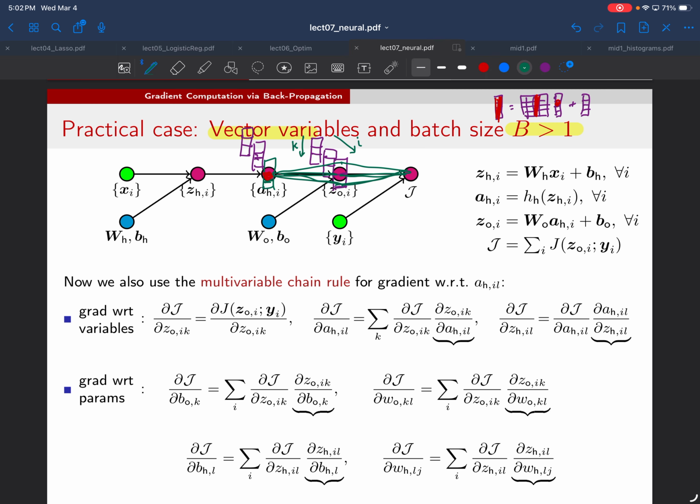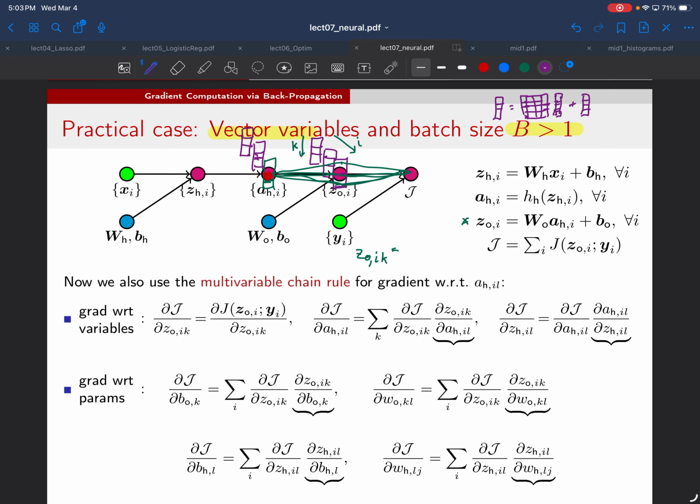Okay, so let's write this out. We're focusing on this equation. Let's look at ZO and this element IK. We can basically think of this... let me rewrite this a little bit. So we have our matrix vector multiply.